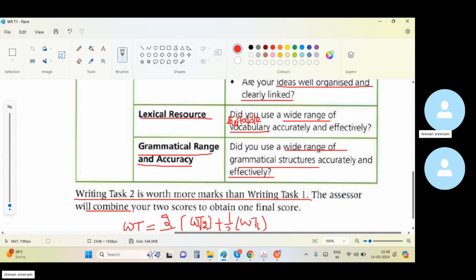The time given for writing task 1 is 20 minutes. It's just a suggested time. So for writing task 2 it is obviously twice 20 minutes, that is 40 minutes.